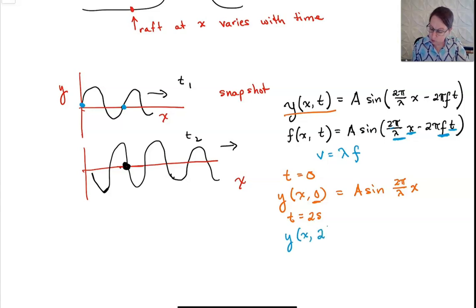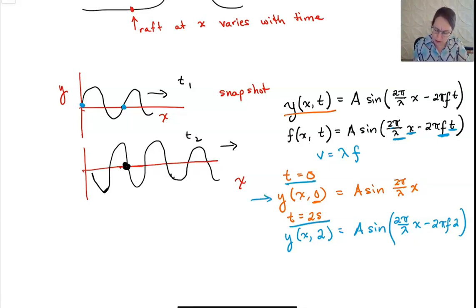Or we could say then at a time of 2 seconds later, we could then say our y of x and t equals 2 is a sine of 2 pi over lambda x minus 2 pi times the frequency times 2. And then it depends on what the frequency is as to what that will then look like. So these are snapshots. This would be a snapshot at t equals 0, and then a snapshot 2 seconds later.